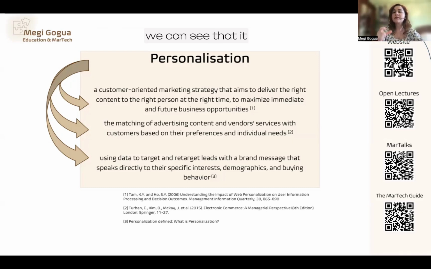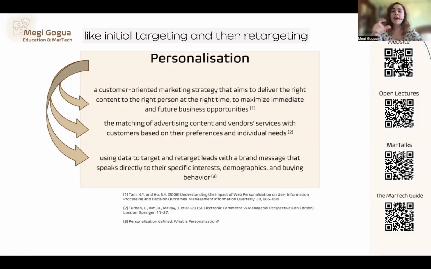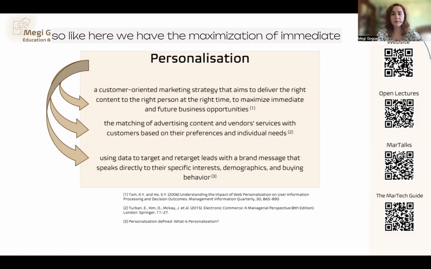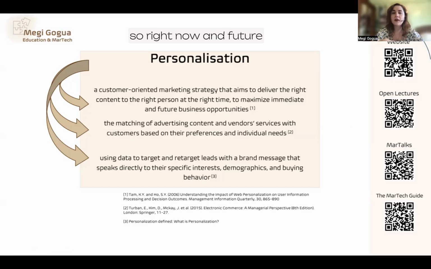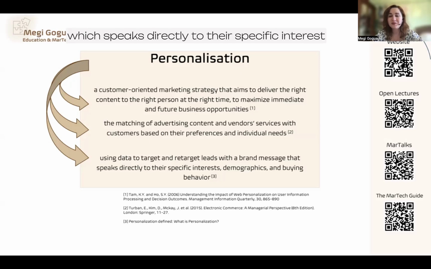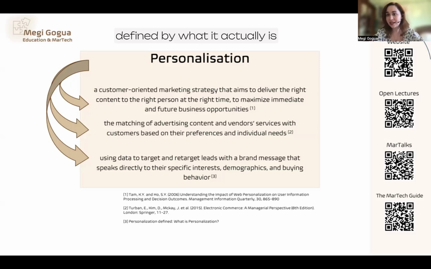So for example, here we can see initial targeting and then retargeting. So here we have the maximization of immediate, so right now, and future, so we keep bringing them back to us, business opportunities. This very much coincides with what is in the third one: leads with a brand message which speaks directly to their specific interests, demographics, and buying behavior. So this particular time, place, and message is indeed what makes personalization defined by what it actually is.